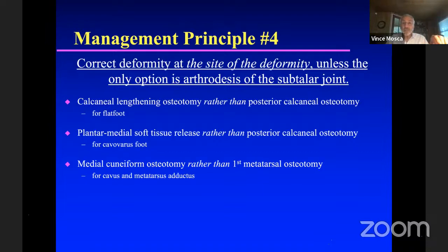Historically, cavus, midfoot cavus, and adductus were treated with metatarsal osteotomies. But the metatarsals are not where the deformity is. The deformity is in the midfoot. It's the medial cuneiform, maybe extending over to the cuboid. So in correcting those deformities, do medial cuneiform osteotomy, not first metatarsal. The deformity is in the medial cuneiform. We need to identify where the deformities are and then correct the deformities at the site of deformity.